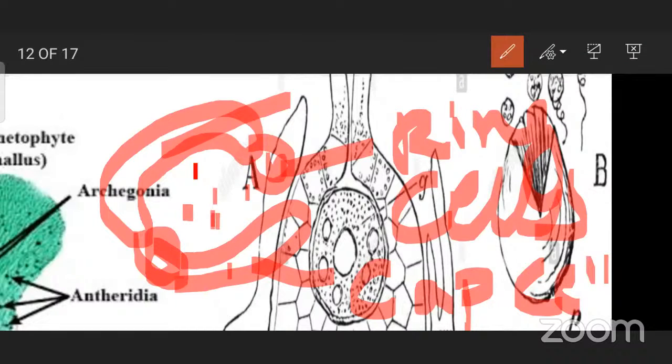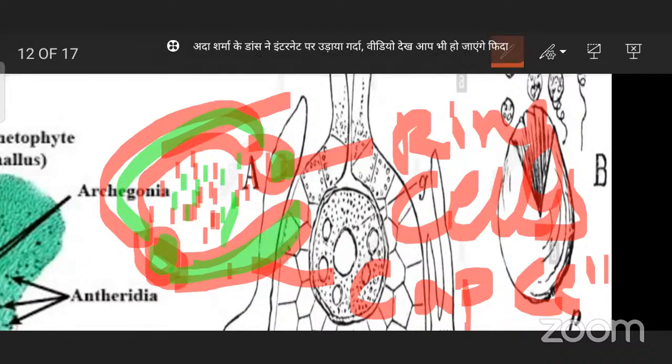So here you will have the male gamete formation taking place in the antheridia. Antheridia, the male reproductive organ, has the basal cell, two ring-like cells, and a cap cell, wherein inside you will be forming the male gametes. So this is the structure.